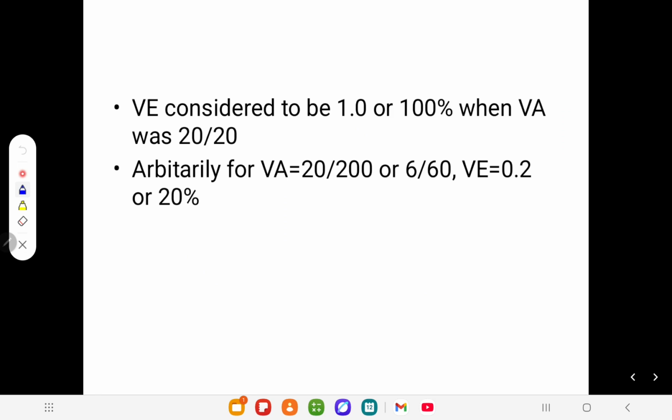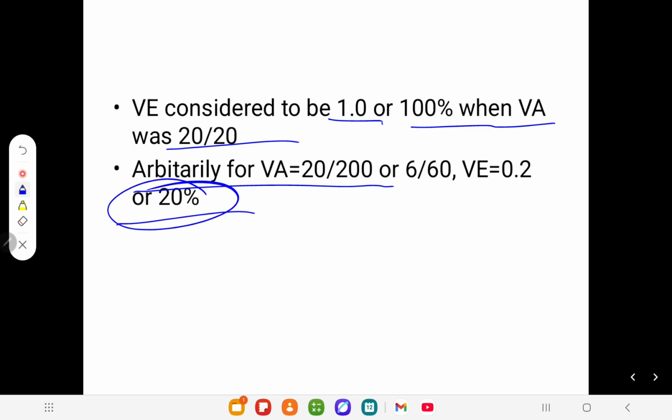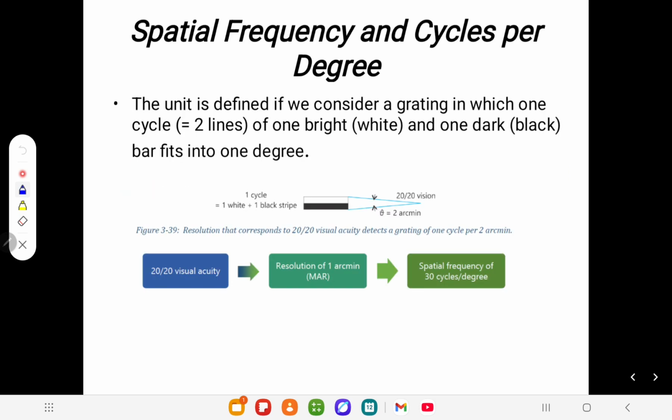So considering 1 to be 100% in the decimal system, visual acuity 20/20 is 1, and arbitrarily 6/60 means 20%. The percentage system exists, but it's not of much use. Visual efficiency is used in a percentage system, but not as much as we think clinically. Okay, another point is spatial frequency and cycles per degree.